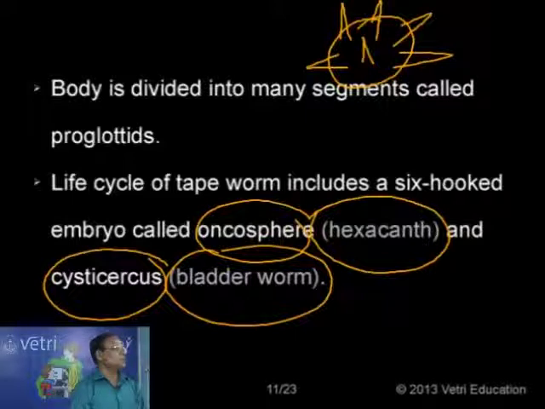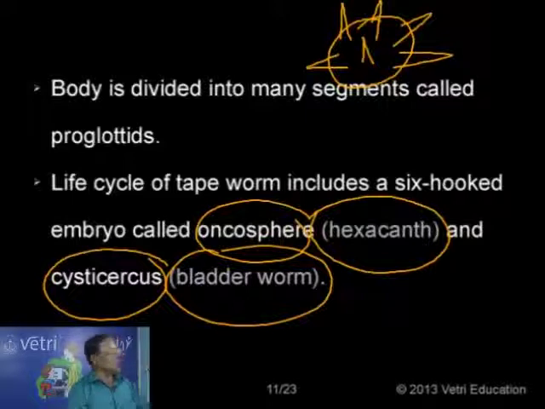It is also notable that at a time in the body of man, only one tapeworm is formed, unlike the roundworms. There are many roundworms at a time if you are infected with roundworms, but in the case of the tapeworm, you have only one at a time.